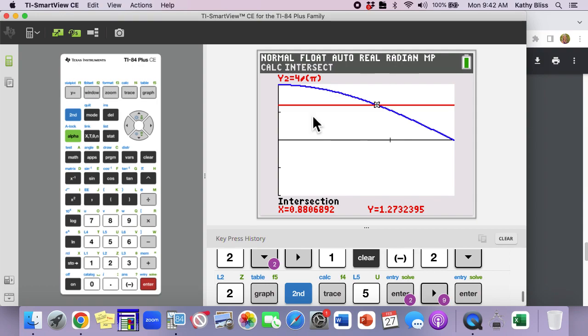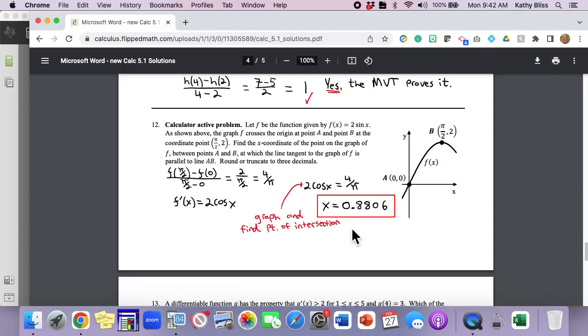So there is the intersection point. You are only interested in the x value because that is what your equation is solving for. 2 cosine x equals 4 over pi. The y value is not pertinent in this case, okay? So that's where they got that value from.